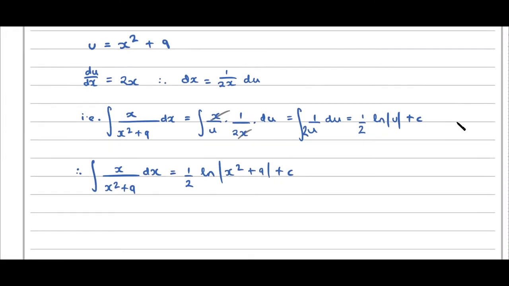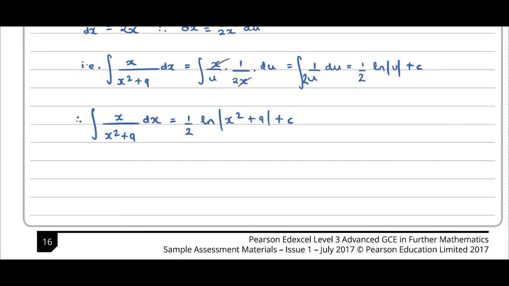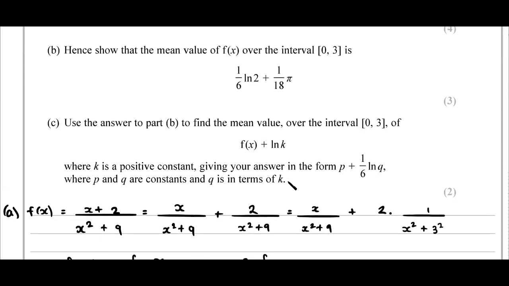And therefore, in conclusion, the integral of f of x with respect to x is equal to a half times the natural log of x squared plus 9 plus 2/3 times the arctangent of x over 3. And the reason we have 2/3, remember, we multiplied by 2 over here.